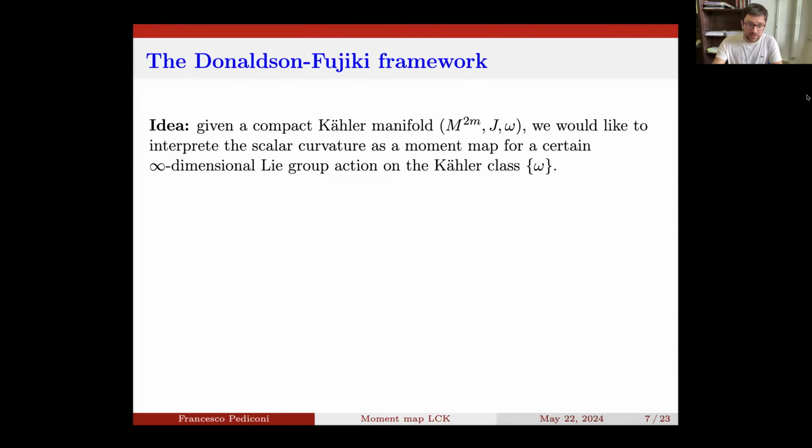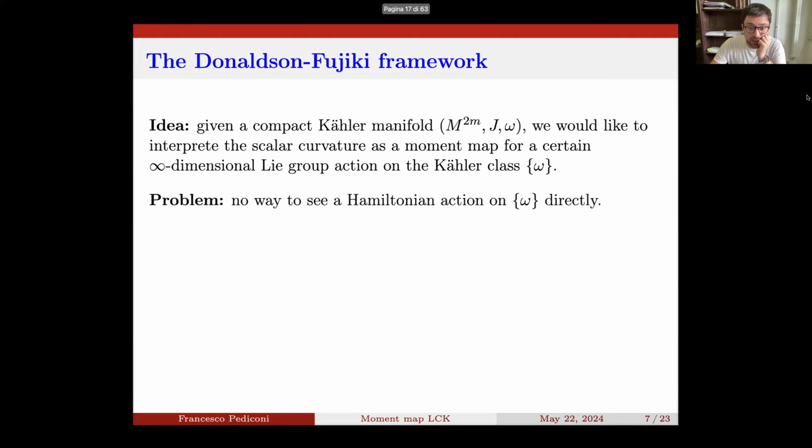You would like to see the scalar curvature as a moment map for a certain Lie group action, infinite dimensional possibly, on the Kähler class of ω, okay? So here, once you fix a Kähler class, the geometry is, in a sense, described by a function. So it's natural to expect that the curvature appears as a moment map in terms of a function, so in terms of the scalar curvature, okay?